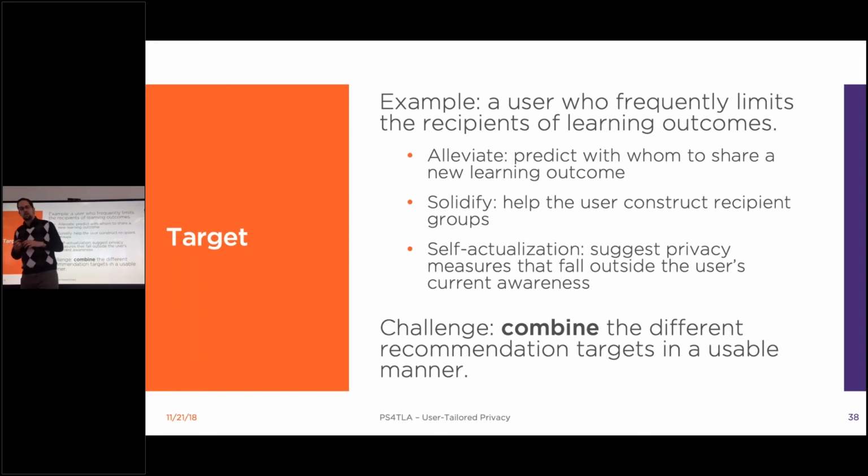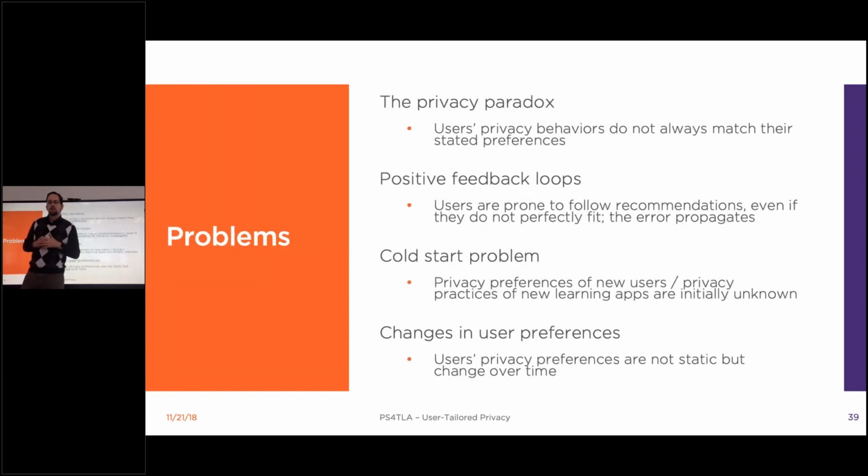And the big challenge for user-tailored privacy is not to pick one of these, but to combine them and to do that in a usable manner. So there are some other challenges. One thing we need to keep in mind is the privacy paradox, which says that users' privacy preferences don't always align with their behaviors. So the question becomes, should we match their behaviors or their preferences? I think matching their preferences is better, but it may sometimes then conflict with what they're actually doing themselves in the system, which can lead to certain problems.